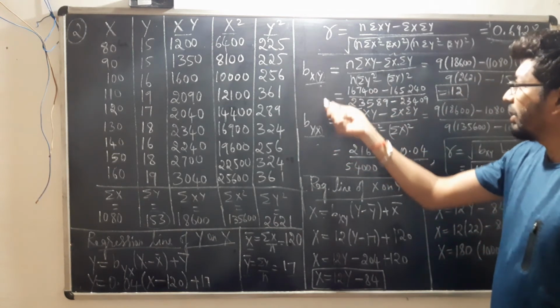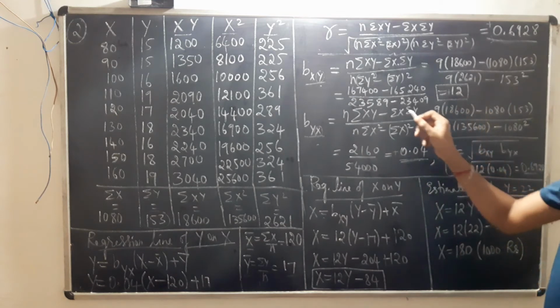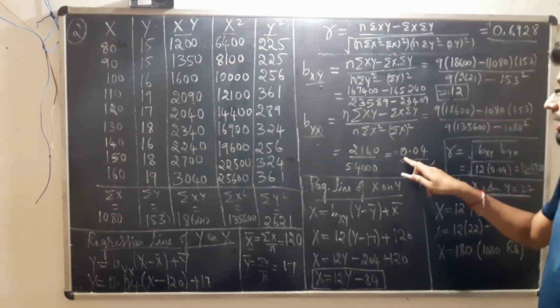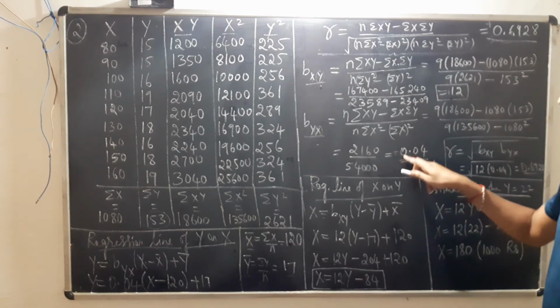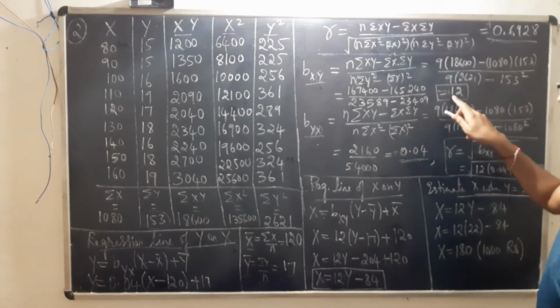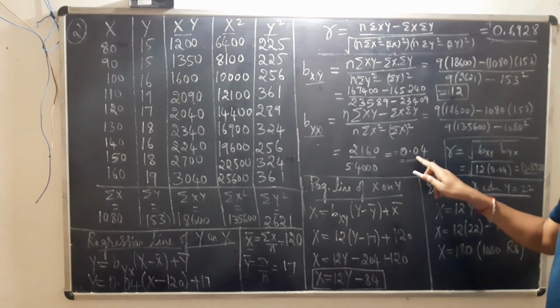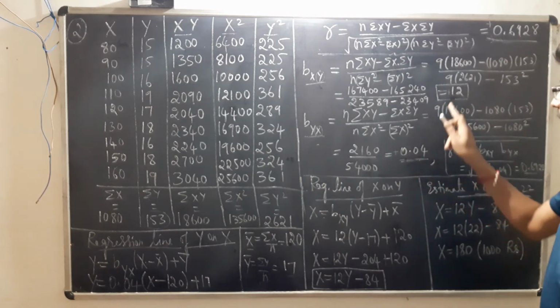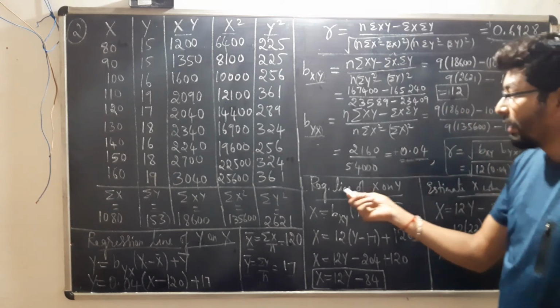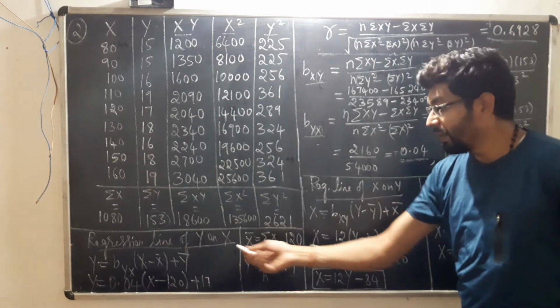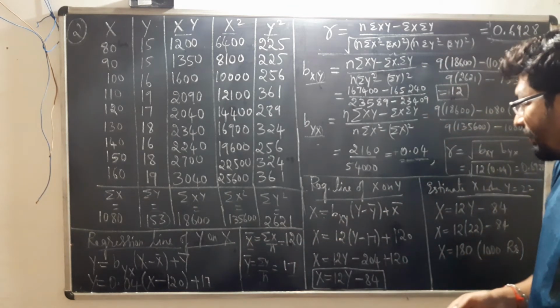Now once you estimate the regression lines, the other property is that if one of the coefficients takes a value more than 1, the other one necessarily has to be less than 1. So we have bxy as 12, which is more than 1. Therefore, we get byx to be strictly less than 1. Now, after estimating the regression coefficients, we will try to obtain the lines of regression.